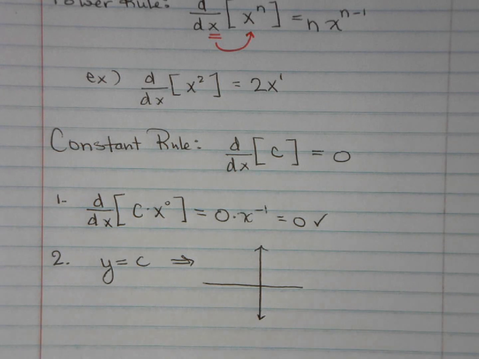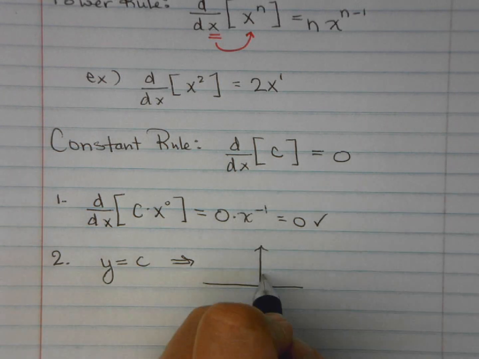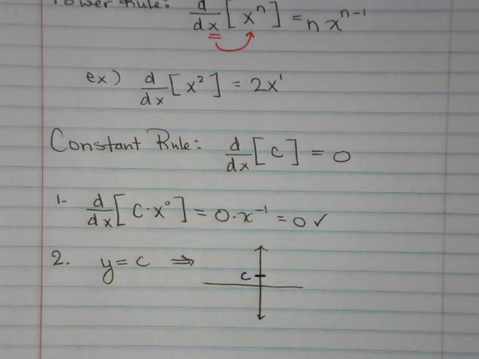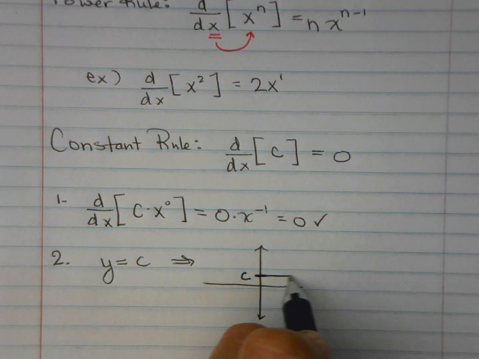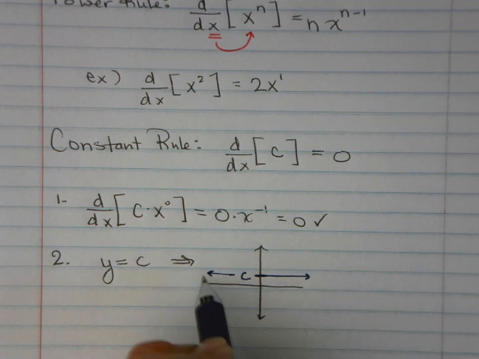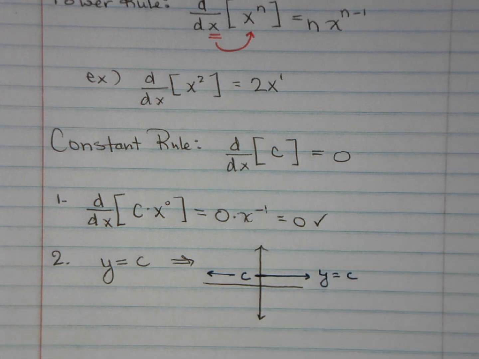I don't know where it is. So I'm just going to say, let's call right here c. So we'll say that's my constant. So that would be a horizontal line, right? So that would be the graph of y equals c.